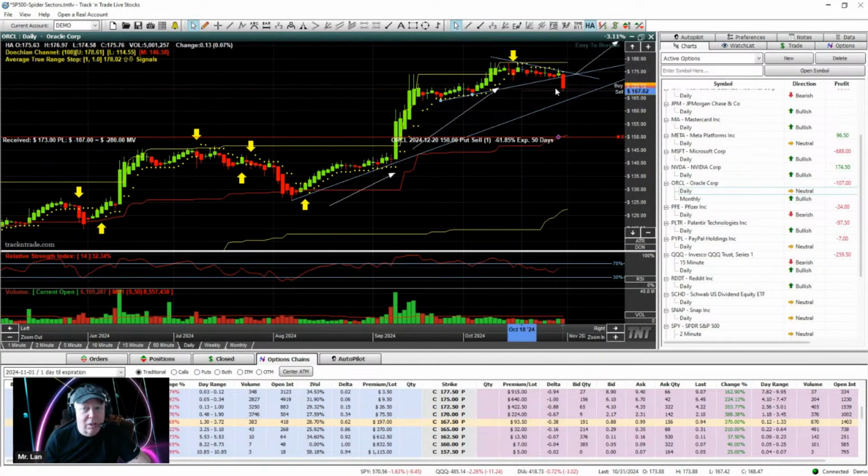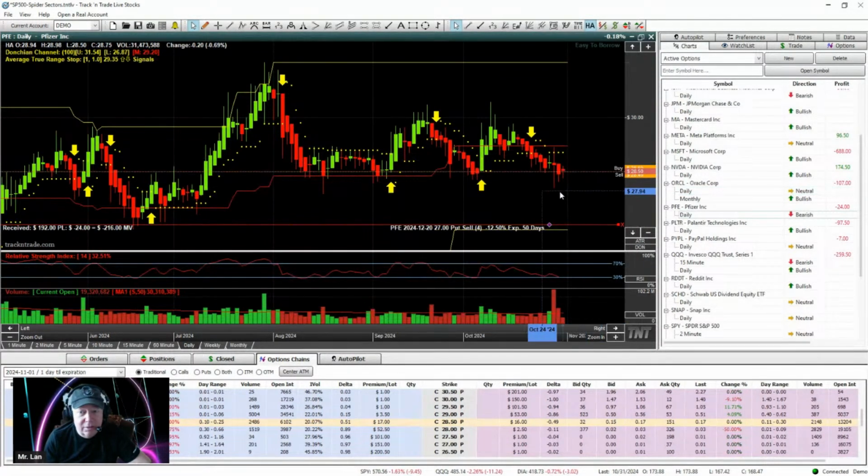So look at that. Oracle broke that natural trend line. Flush. There's Pfizer. Everybody's probably got a little Pfizer in them.